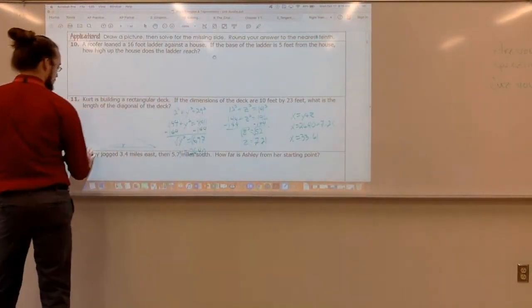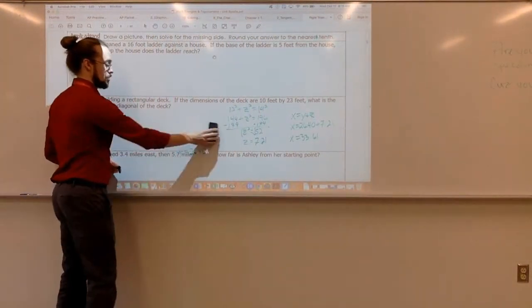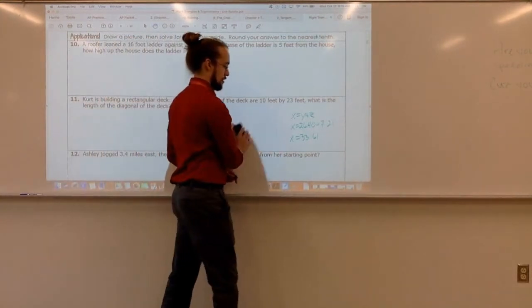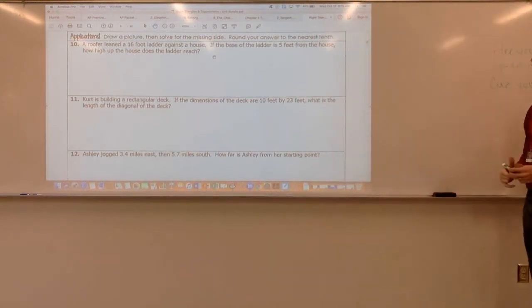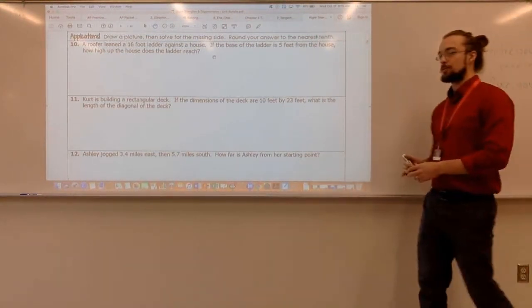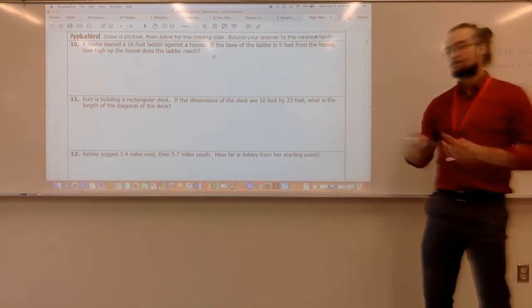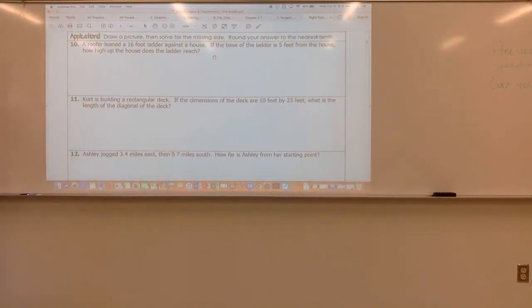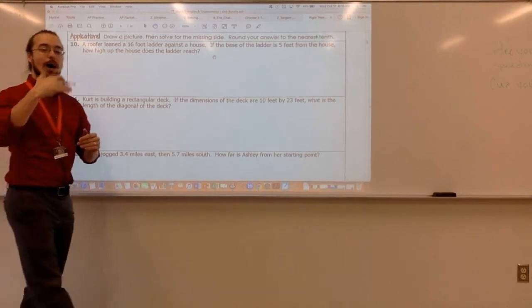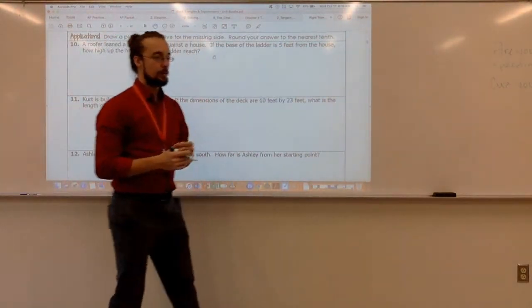Alright, so let's jump to the back and take a look at a few of these word problems. In all of these word problems, we will be able to model the situation using a right triangle, and then we'll use the Pythagorean theorem to solve for the missing piece. So let's go through number 10 together. It says a roofer leaned a 16-foot ladder against a house. The base of the ladder is 5 feet from the house. We want to figure out how high up on the house the ladder reaches.